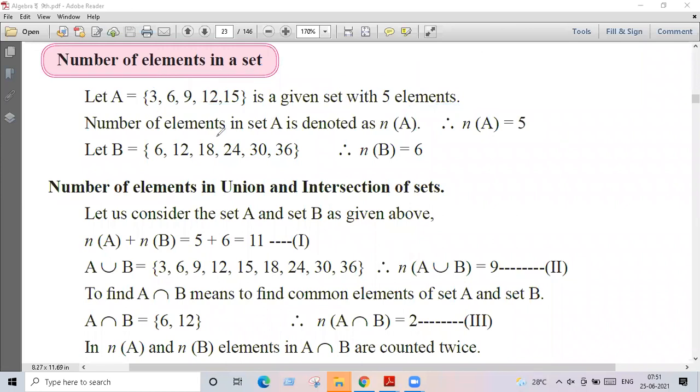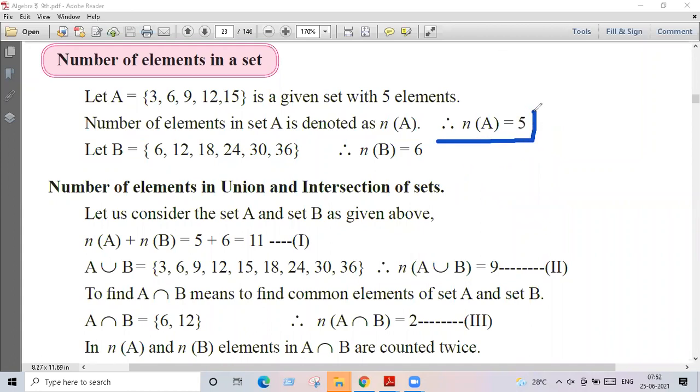How can you write it? Therefore, the number of elements in set A is denoted as n(A). It is called n of A, number of A. If you see here, this n is in italic and the rest is regular, and A is capital.